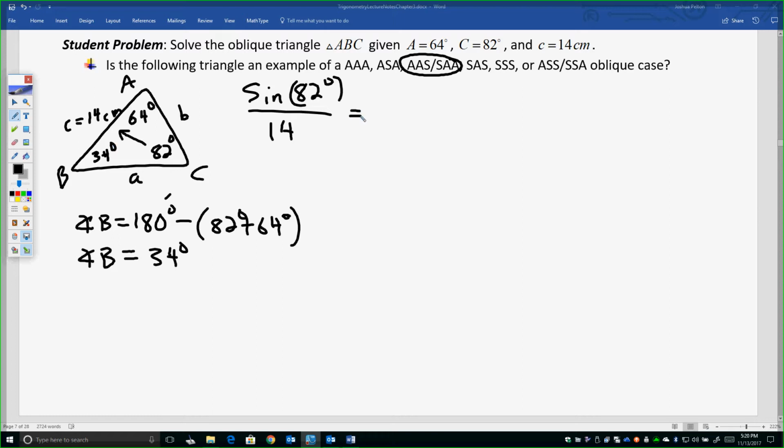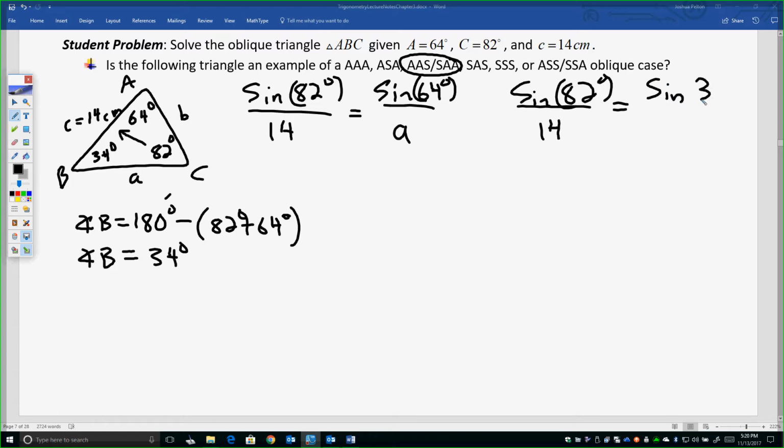So the sine of 64 goes with the A. We'll do the other one now. Sine of 82 degrees over 14 is our only ratio we know, and sine of 34 degrees goes with B. So those are our two comparisons, the only ratio that we know to find A and B.